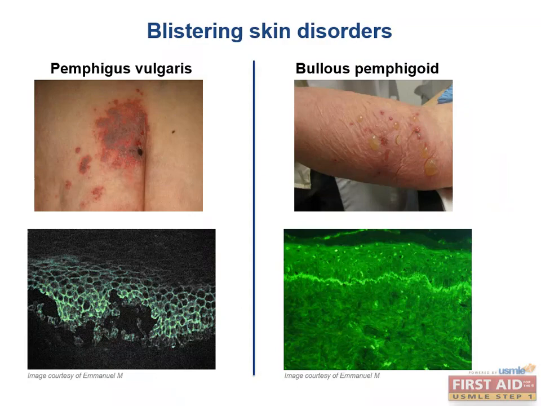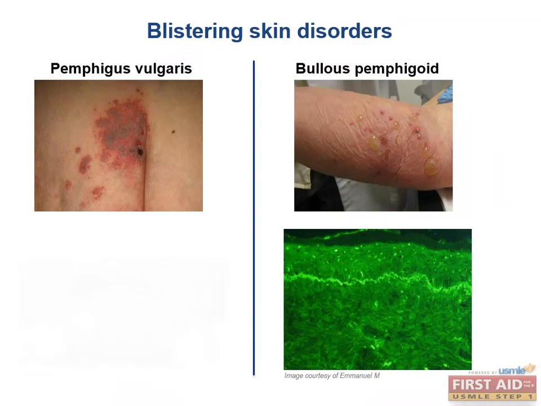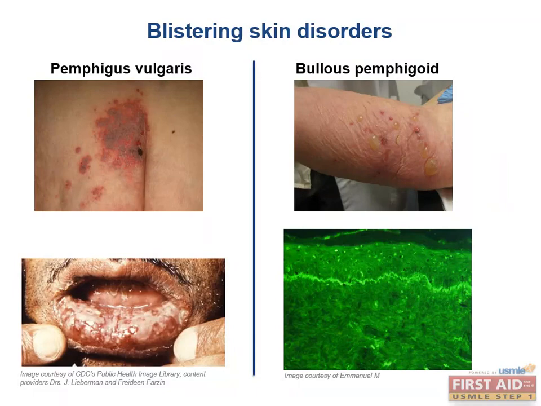Pemphigus vulgaris. Also, Nikolsky sign, or easy separation of the skin with gentle stroking, is seen in Pemphigus vulgaris. If the skin doesn't separate with a gentle touch, it's more likely to be Bullous Pemphigoid. Another distinction is that Pemphigus vulgaris will affect the skin and oral mucosa, while Bullous Pemphigoid only affects the skin and will not affect the oral mucosa.